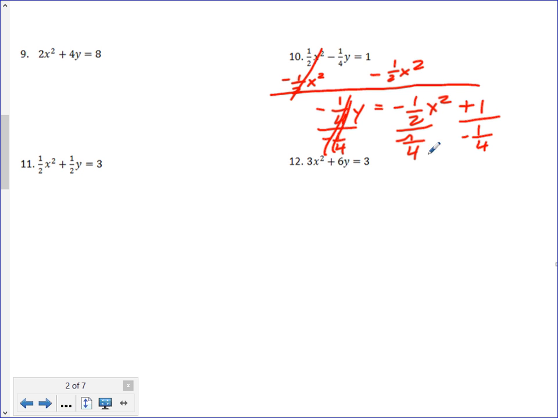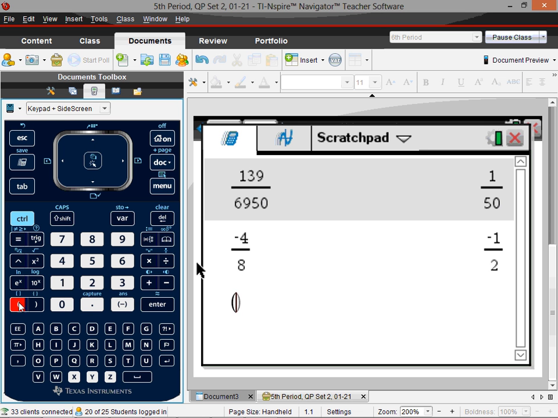Okay, these cancel, right? So you're left with y equals. Guess what? Calculate. Parentheses negative 1/2 divided by parentheses negative 1/4. Here we go. You can use your calculator. Ooh, I thought we do control divide. You could if you want to. That's fine.